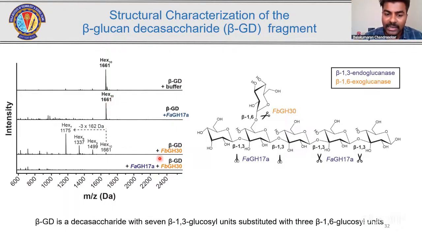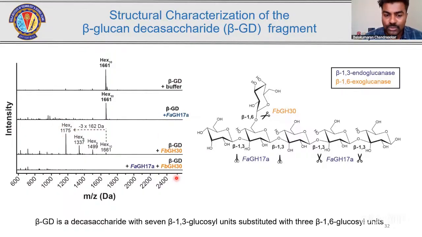And when we treated it with the GH30 enzyme, which is very specific for beta-1,6 glucosyl linkages, we were able to see a shift of 3 sugars in Daltons. This gave rise to a hexose form. So this is indicating that there are 3 sugars sitting on top of the beta-1,3 glucan.